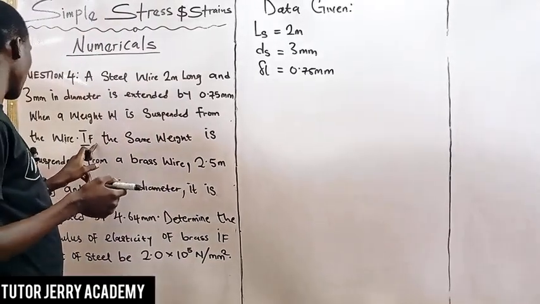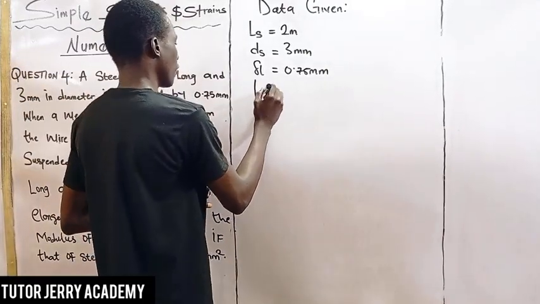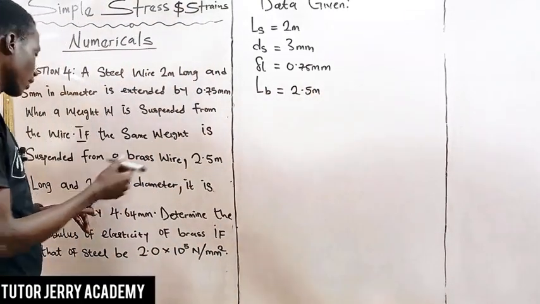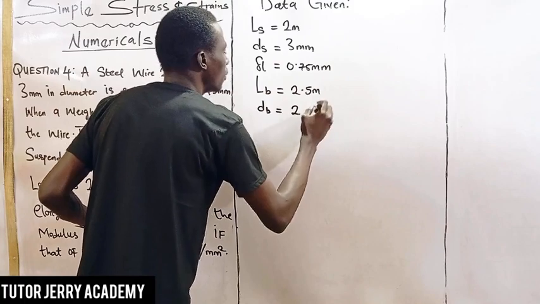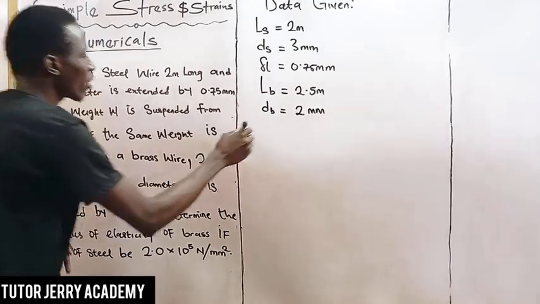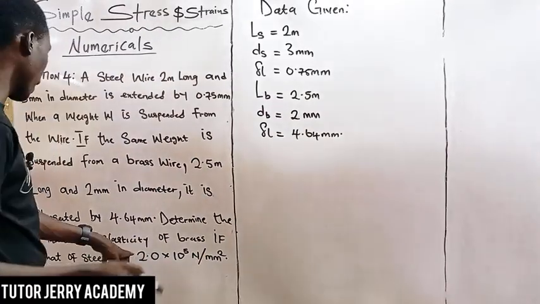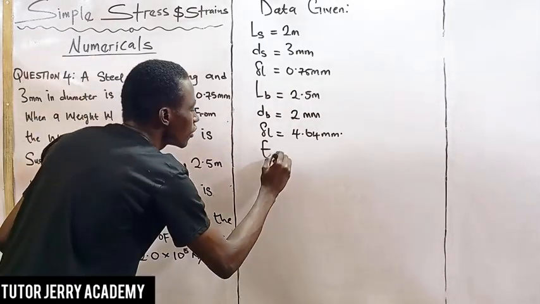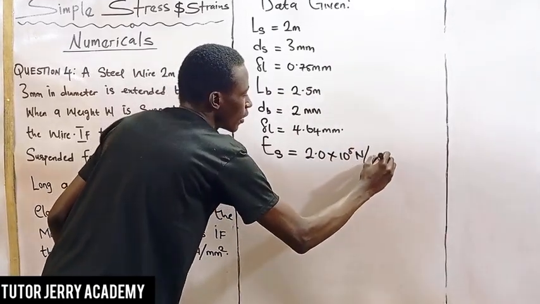Now, when a weight W is suspended from the wire, if the same weight is suspended from a brass wire 2.5 meter long, I'm going to have the length of my brass wire L_B equal to 2.5 meter long and 2 millimeter in diameter. So d_B equals 2 millimeter. Next, it is elongated by 4.64 millimeter. That is the change in length of the brass wire, equal to 4.64 millimeter. You have to determine the modulus of elasticity of brass if that of steel, E_S, is equal to 2.0 times 10 to the power of 5 Newton per millimeter square.